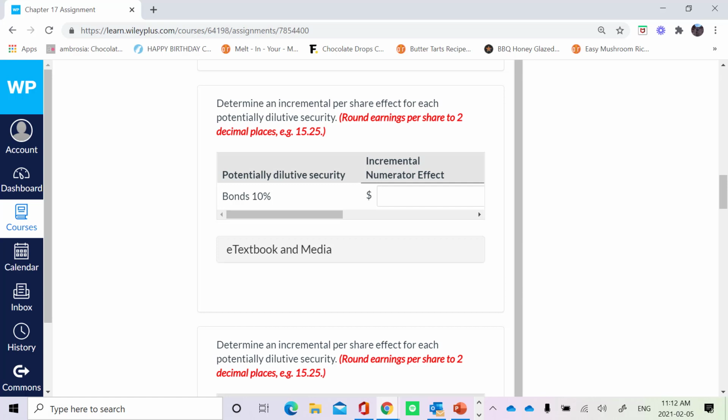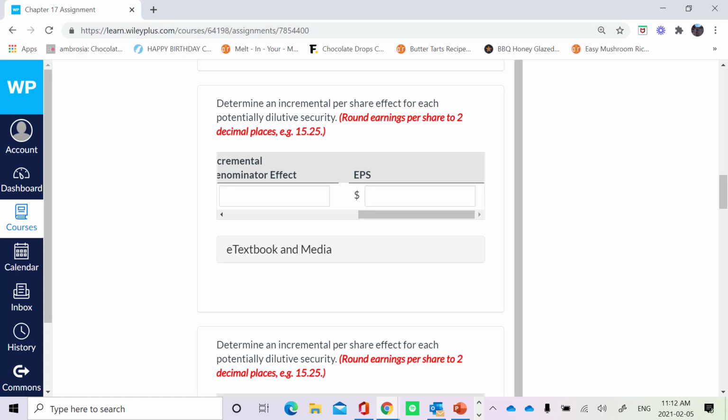So what they're doing here is they just want you to calculate EPS for this security by itself. So for the bonds, what's the effect on the numerator? Well, that's the number we just calculated above, right? It's the interest times 1 minus the tax rate. That's how much our income would go up by if the bonds were converted. The denominator effect is the number of shares that would get created on the conversion. And that tells us the EPS for this potentially dilutive security all by itself.